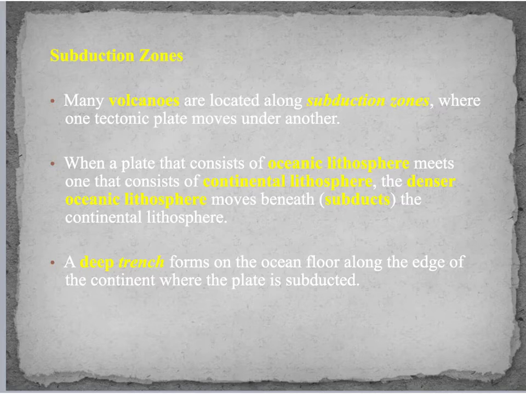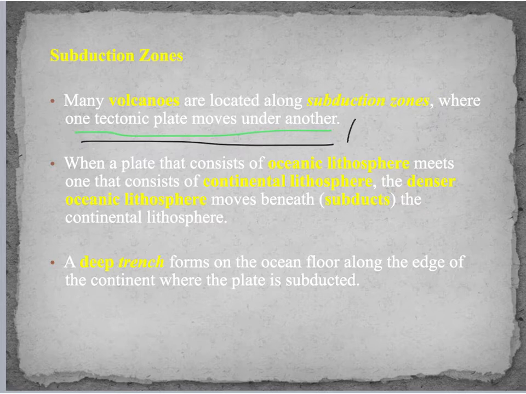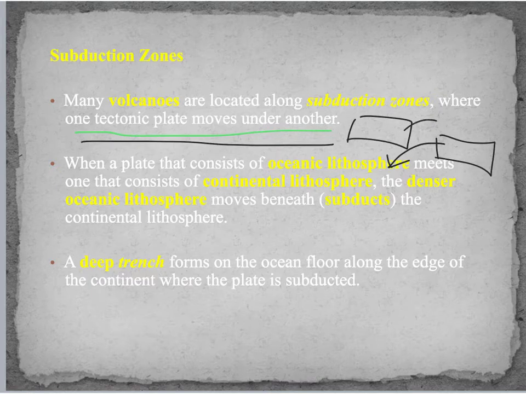They also occur along subduction zones. So many volcanoes are located along these subduction zones where one tectonic plate moves under another. That is a review, gentlemen, and maybe ladies if you're watching this at another school. These subduction zones, as we know, is where one plate, often oceanic lithosphere, meets one that consists of continental lithosphere. The denser oceanic lithosphere moves or subducts beneath the continental lithosphere, right? So we have that one plate that's a little bit more dense is going to subduct underneath the other one, and this may move over top, right?